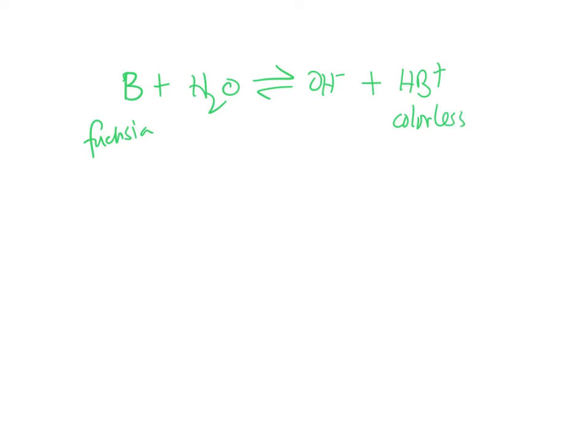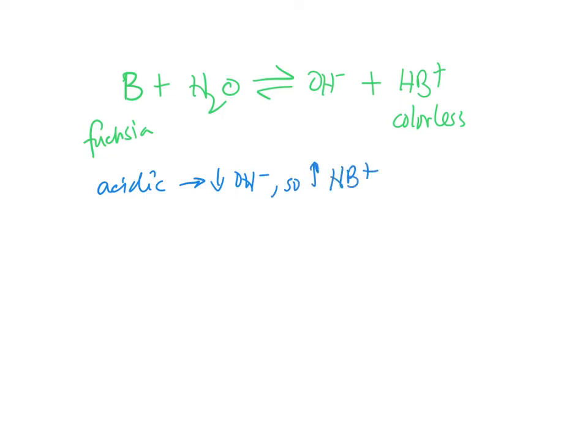So when things are acidic, in other words, when you don't have much in the way of OH minus, so if you have an acidic pH, that means that there's very little OH minus. And when there's little OH minus, it means the reaction moves to put it back, and you get a lot of HB plus. And that means it's colorless.